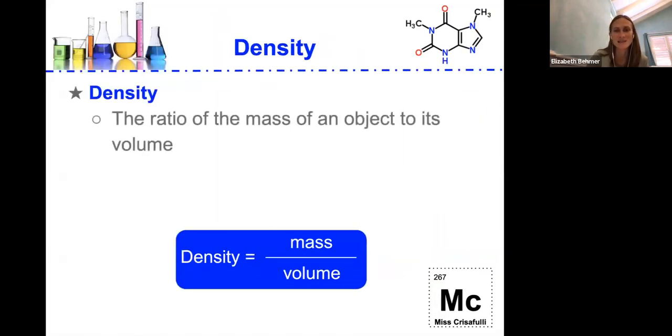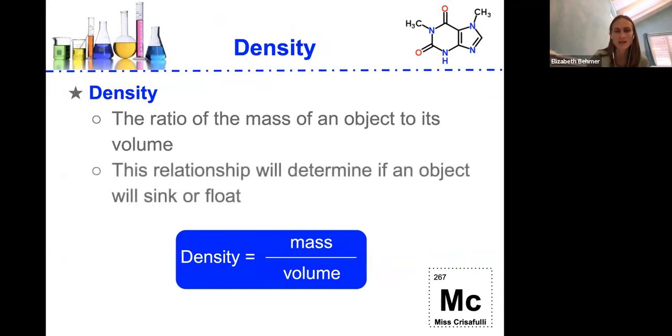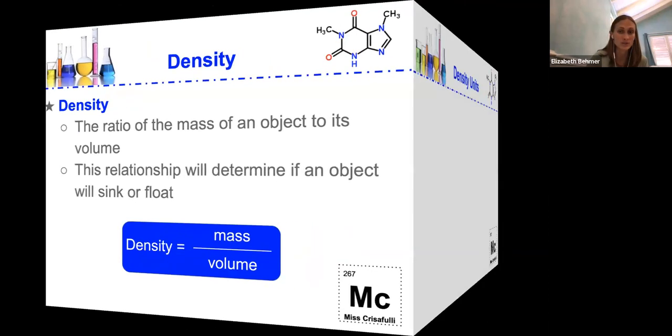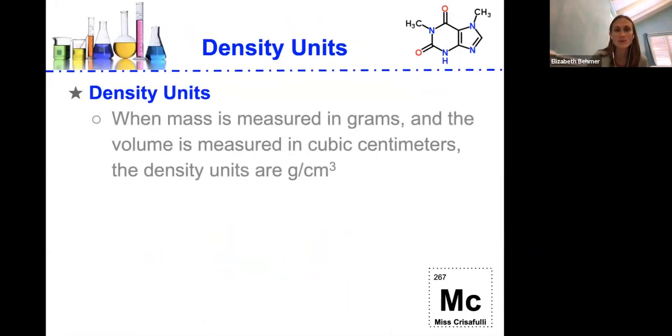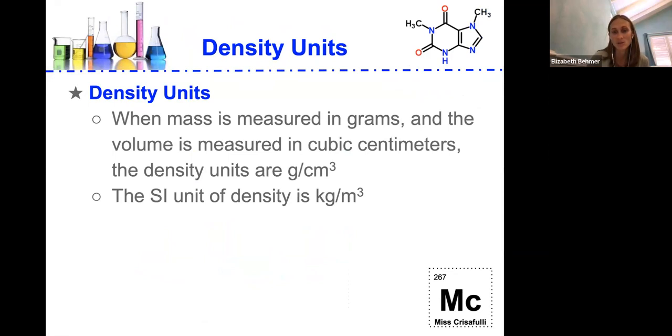All right, density then is the ratio of the mass of an object to its volume, and this relationship will determine if an object will sink or float. Density units: when mass is measured in grams and the volume is measured in cubic centimeters, the density units are grams per cubic centimeter, and the SI unit of density is actually kilograms per meter cubed.